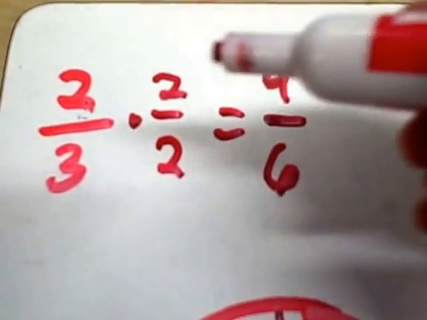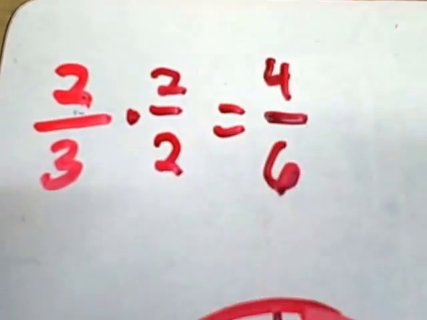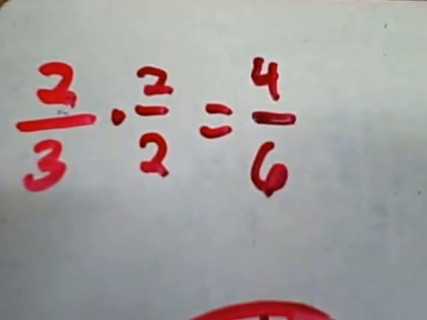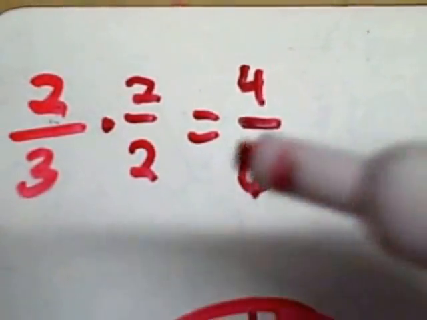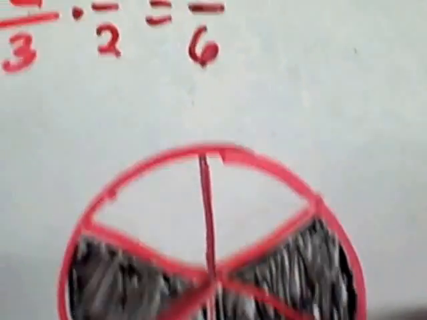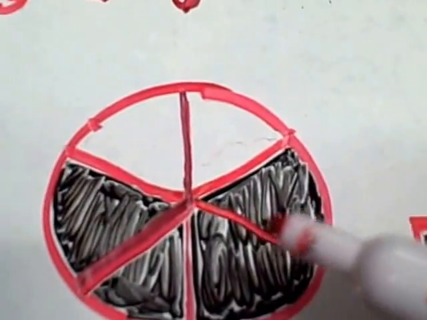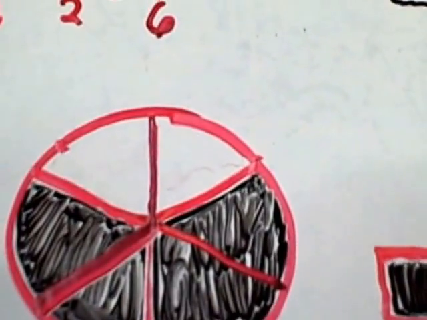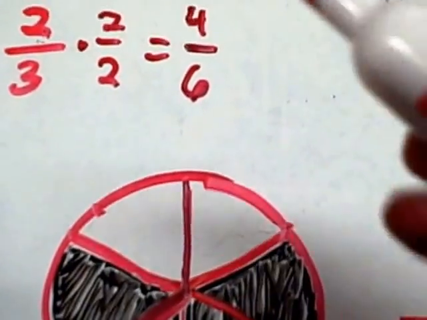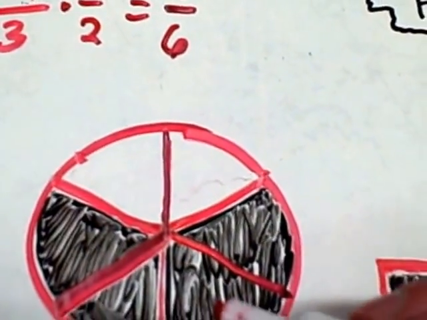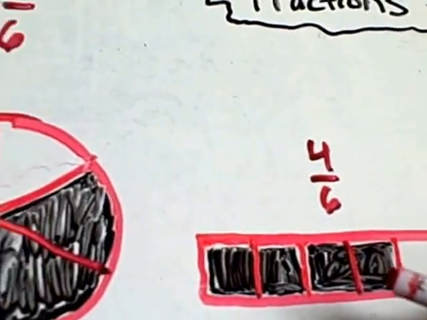Multiplying a fraction by 2 over 2, or 2/2, hasn't changed the fraction at all, because 2/2 is actually the same thing as 1. So we've really just multiplied this fraction by 1, but we've changed the amount of parts in the whole and the amount of parts shaded in. So now instead of 2/3 shaded in, we have 4/6 shaded in.